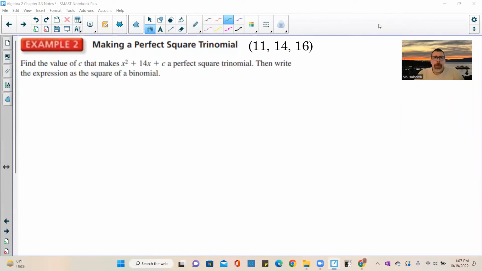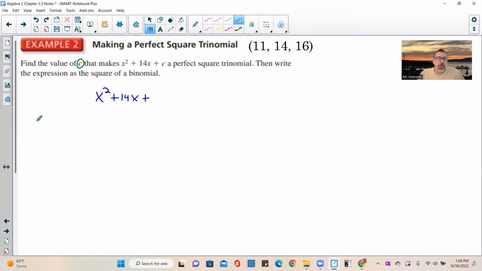Okay, example 2, making a perfect square trinomial. Find the value of c that makes x squared plus 14x plus some c a perfect square trinomial, then write the expression as the square of a binomial. So let's start out with x squared plus 14x plus, and I'm not going to put c there, I'm just going to leave it blank.